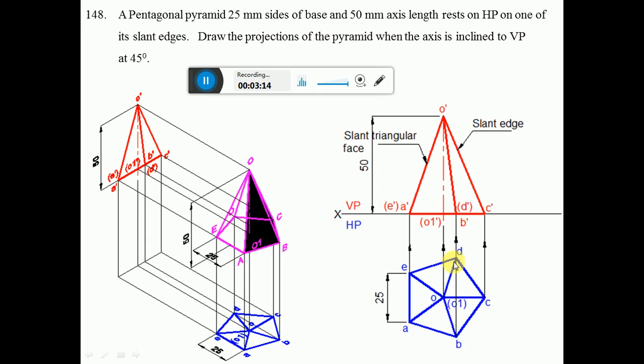Then with D as center, take a radius of 25 and draw an arc. With B as center, cut the previously drawn arc to get this point C. Then join by means of dotted lines A to B, B to C, C to D, D to E and E to A.